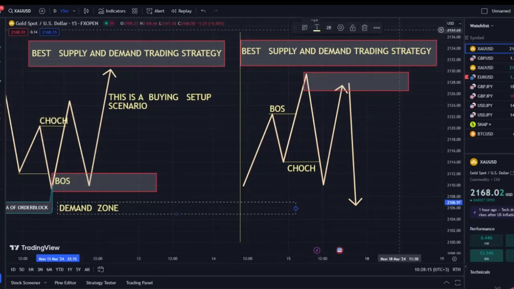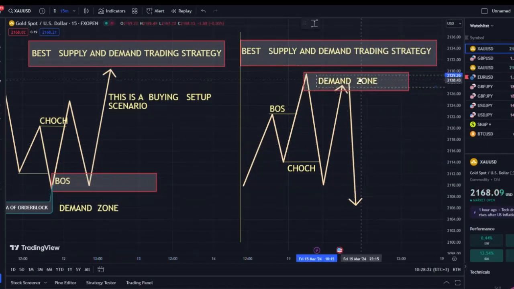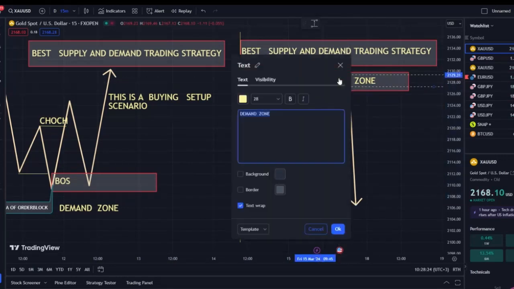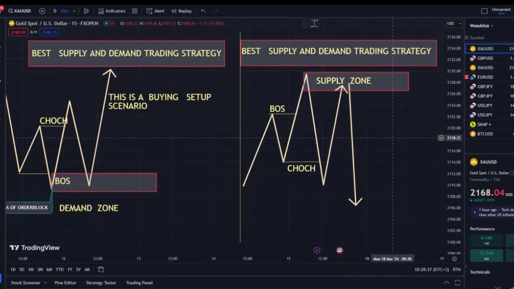So I'm going to change this to the supply zone, because I'm only removing zone. So the demand zone and the supply zone, here we are. And now we have this same concept. Now we have the same scenario right now. So what do we need now? We only need to, let me mark this as a sell scenario setup.